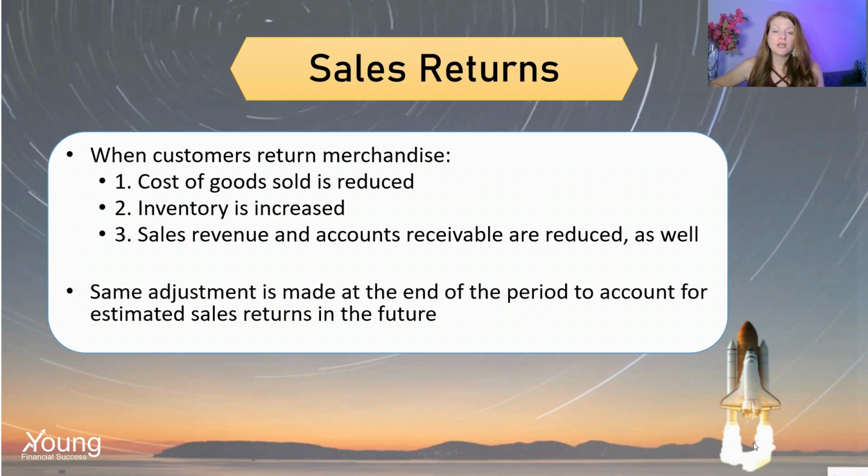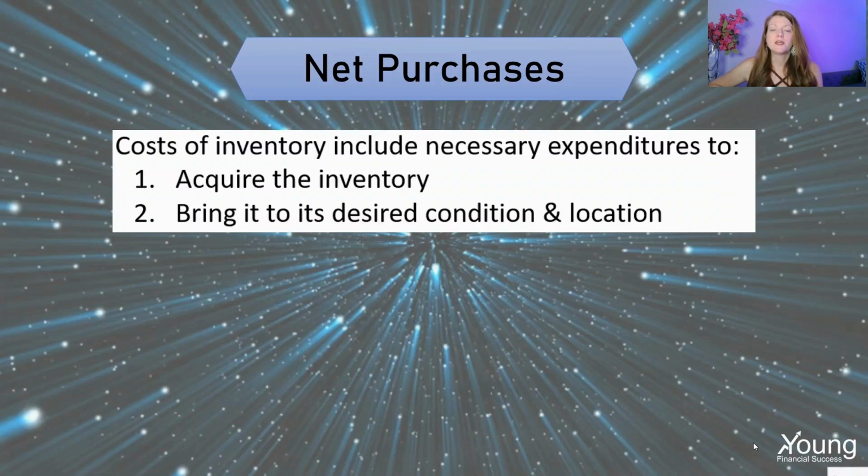So the same adjustment is made at the end of the period to account for estimated sales returns. We talked about this in the last chapter, how we estimate how much will be returned, and we can base it off of different methods there. So when it comes to net purchases, the cost of inventory includes necessary expenditures to acquire the inventory and to bring it to its desired condition and location.